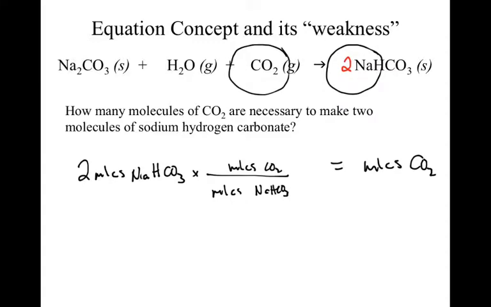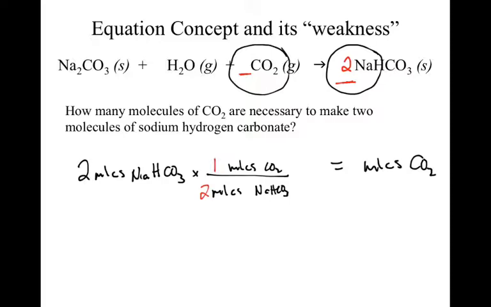Well, what numbers do I put in front of them? What number showed up in front of molecules of sodium hydrogen carbonate from our balanced equation? Well, it was 2. What number shows up in front of molecules of CO2? Oh wait, I don't see anything. So that must mean it's 0. If it's 0, then it wasn't there. So we imply a 1.